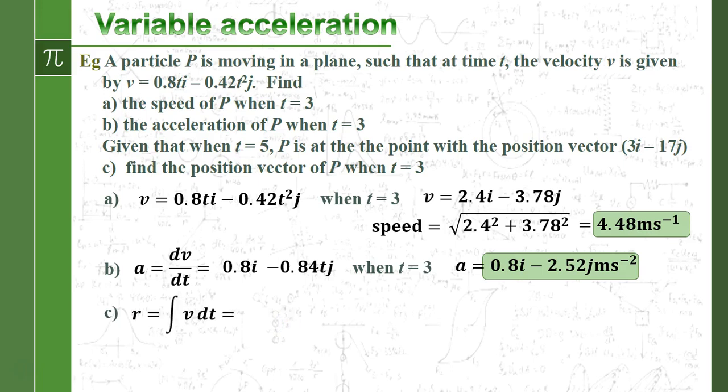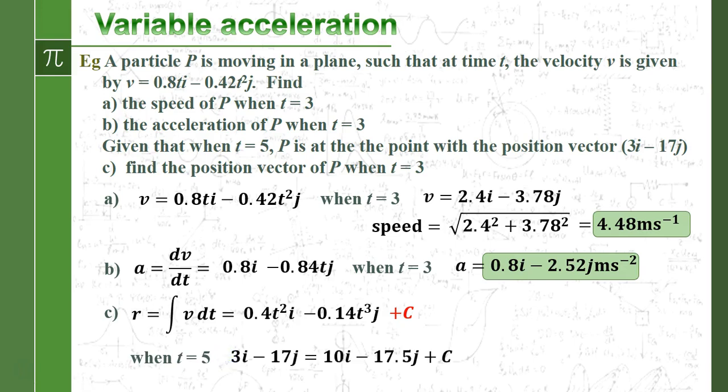Right, on we go to C. C is displacement, so we're going to have to integrate our velocity. Again, treat the two things as separate. So here comes our integration. We've got 0.8t, integrate it, is going to be 0.8t squared over 2, hence the 0.4. And here we've got 0.42, going to be t cubed over 3, so that's minus 0.14t cubed, and as ever we've got our constant of integration. Now the constant is important because in this particular context we've been given the fact that when t equals 5, P has a displacement vector which is 3i minus 17j, so we're going to use that piece of information to find the value of our constant.